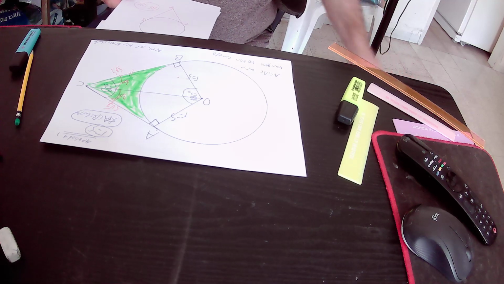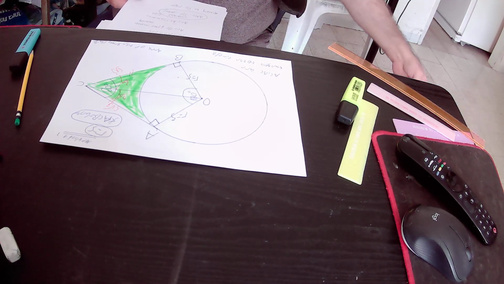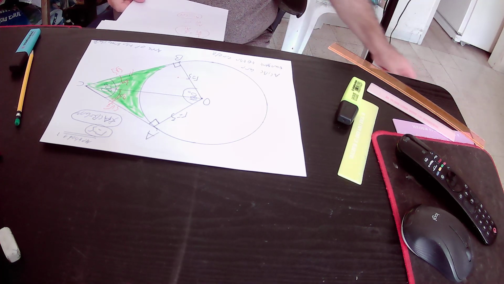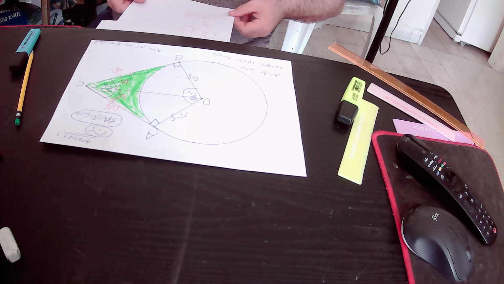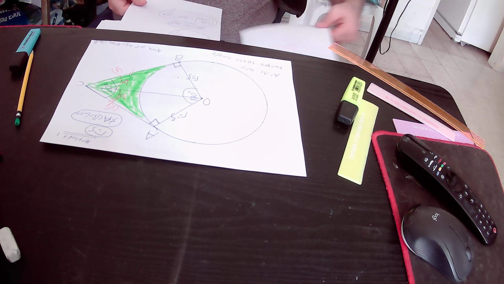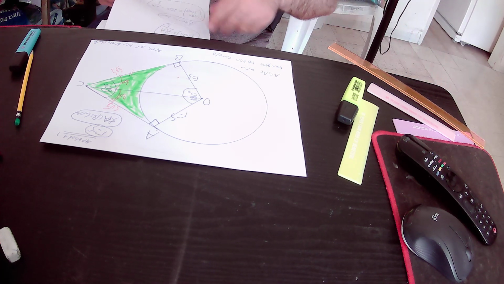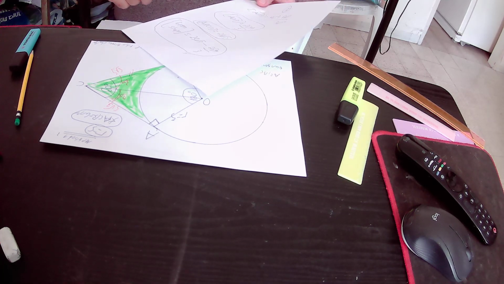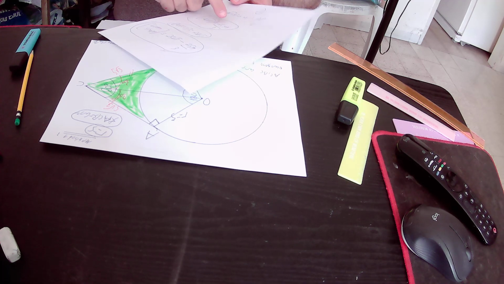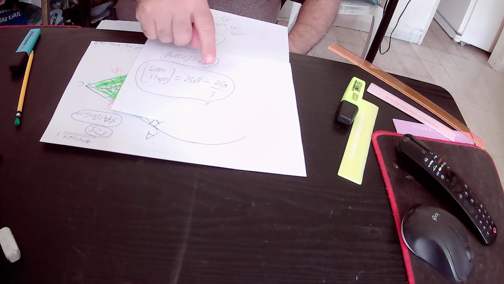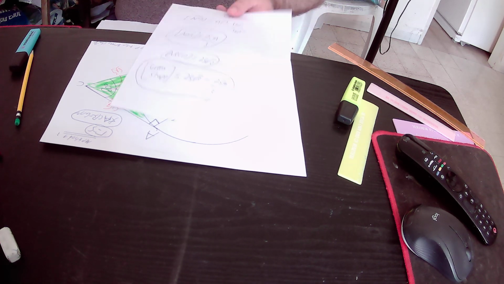So we found out that the area of quadrilateral ABCO equals 25 times root 3, and the area of sector ABO equals 25 pi over 3. So the area of the green shape equals 25 times root 3 minus 25 pi over 3 square units.